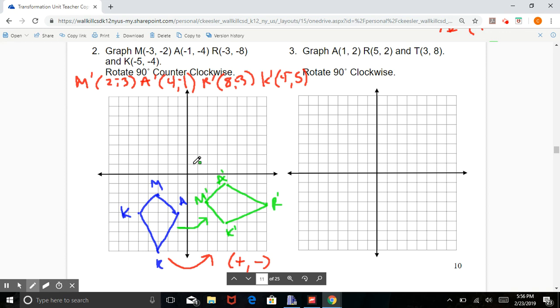All right, so we're going to do 3 together, and then I'm going to give you some hints for 4 and 5. So for number 3, we start by graphing A (1, 2), R (5, 2), and T (3, 8). Resulting in an isosceles triangle.